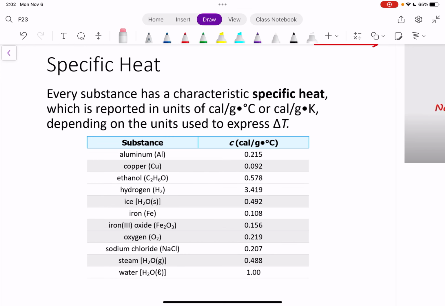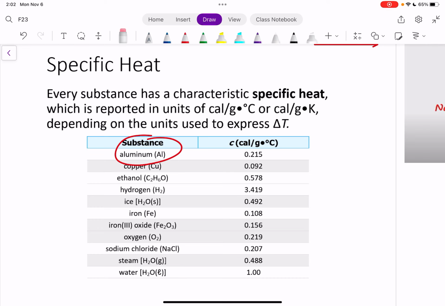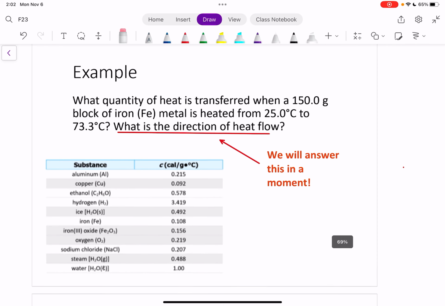All right, so in this chart, you can see that we have some substances on the left over here, and we have their specific heats on the right. You can look up whichever substance you're looking at in your problem. Say you were looking at aluminum. The specific heat, which we represent with the lowercase c, is given in calories per grams times degrees Celsius, and it is equal to 0.215 for aluminum. I know this sounds a little bit wonky at first, so let's try this out.